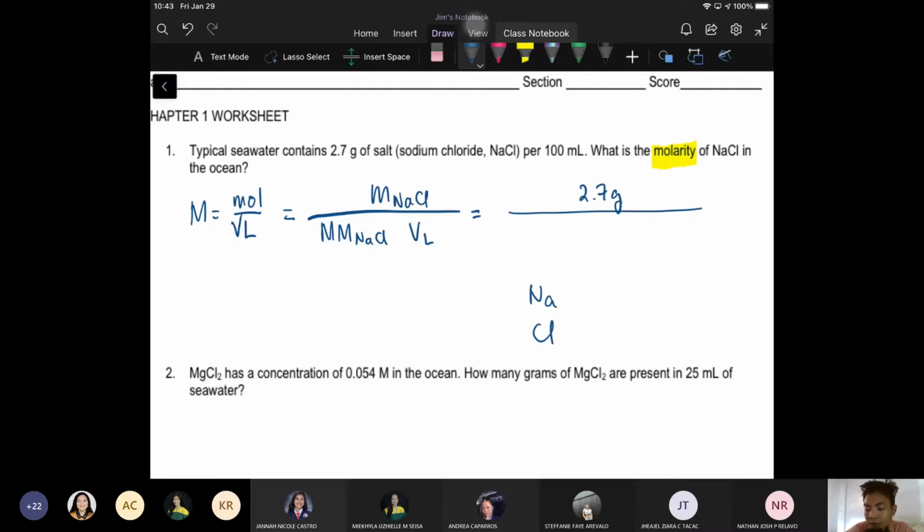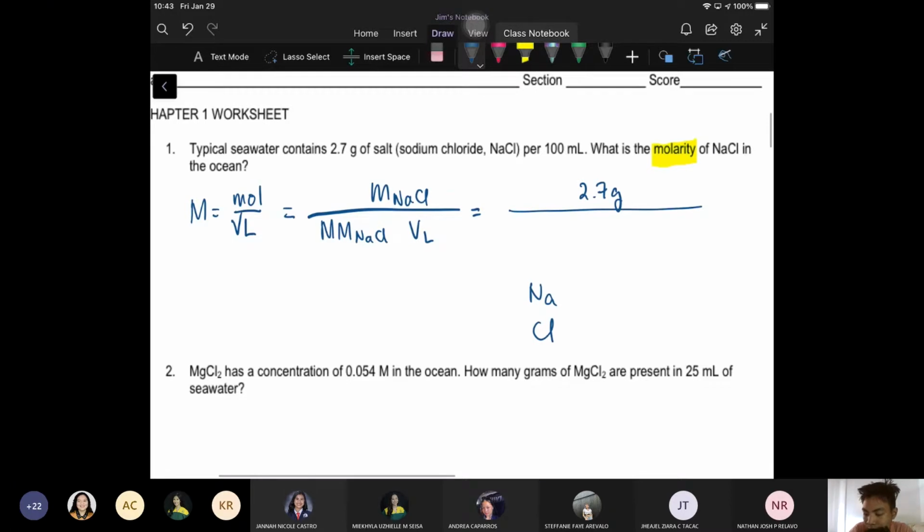Para uniform yung answer natin. So, for sodium, that will be 22.990. For chlorine, that will be 35.453. So, add nyo lang yan. Gumamit na kayo ng calculator, wag nyo na i-mental yan, sayang oras. Kunwari 1 hour lang yung quiz natin. So, sagot tayo ng mabilisan. So, the molar mass of NaCl is 58.443 grams per mole.